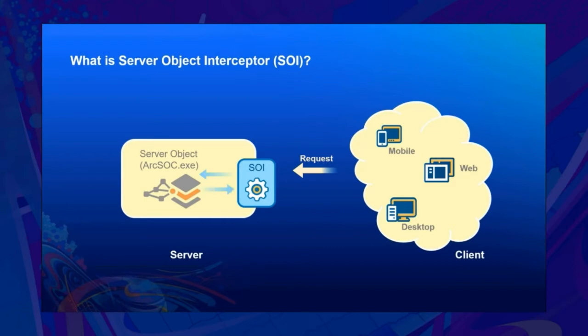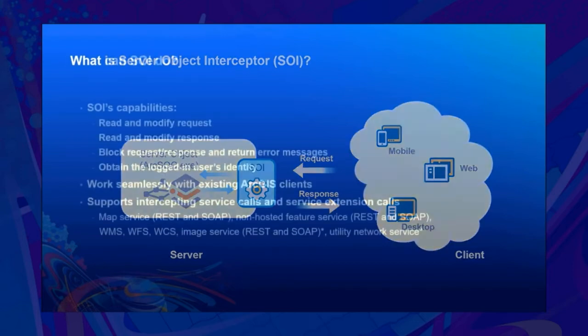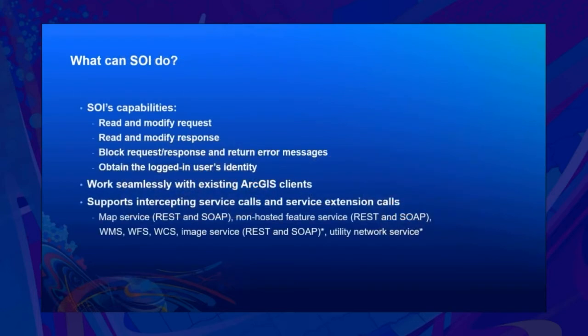After the server object has a response ready, the SOI intercepts the response again, and this would give the SOI another chance to modify the response. And after that, the SOI will pass the response back to the client. To summarize what an SOI can do, SOI can read and modify incoming request and the output response. It can also block request or response and return an error message instead.